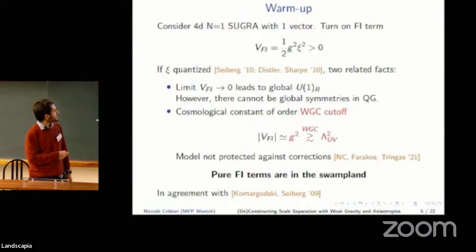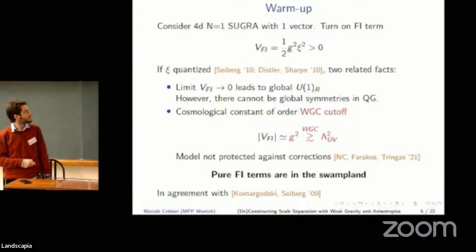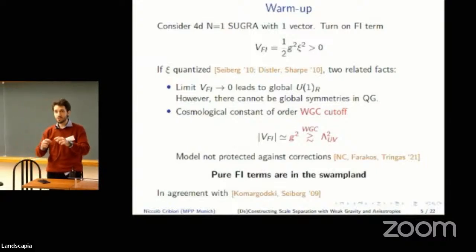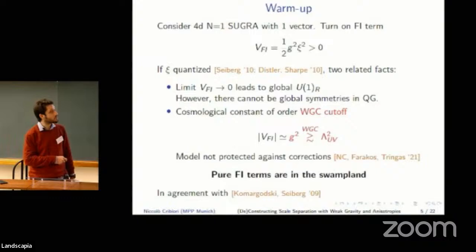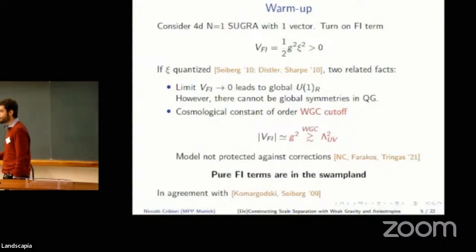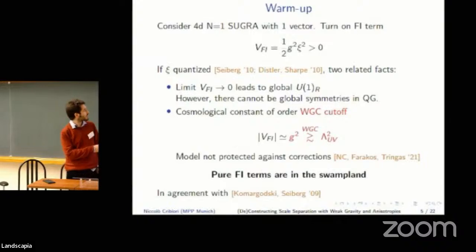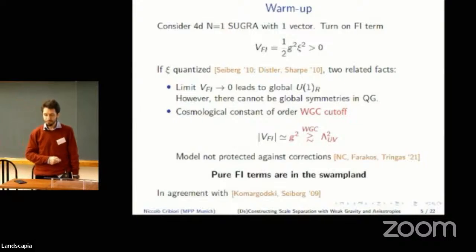Meaning that in this case, you would conclude that this model is not protected against corrections. So this scale is a proxy for the IR cutoff in de Sitter. So you are in a situation in which IR cutoff and UV cutoff are not decoupled. So there is no window really in which your effective field theory can live. So you would conclude that this is not a good effective field theory. And in general, pure Fayet-Iliopoulos terms are in the swampland. And the same conclusion, in fact, was reached with a different argument, using absence of global symmetries, in another way, by Komargodski and Seiberg. And what we showed is that the weak gravity conjecture has this information somehow built in.